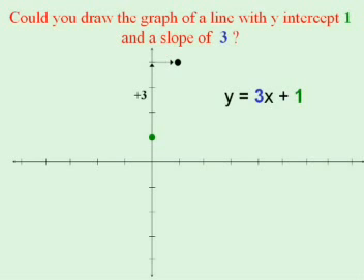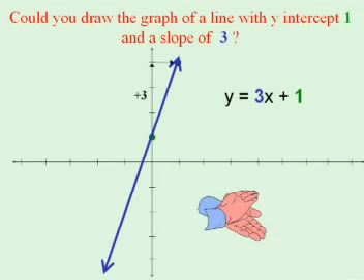And once we have 2 points, you're there. Now you could go up 3 and over 1 from the next point also, but you'd still be on that line. So you've got the line and the equation to boot.